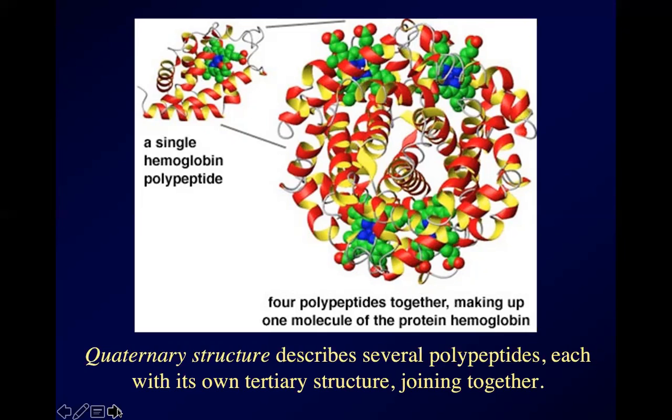So for your hemoglobin to work, you have to make 4 chains of amino acids. Each one of those has to have the right primary, secondary, and tertiary structure. And then the quaternary structure describes the way that all 4 fit together.